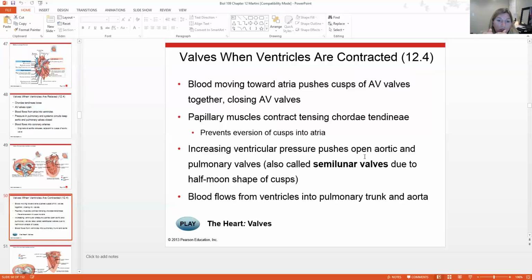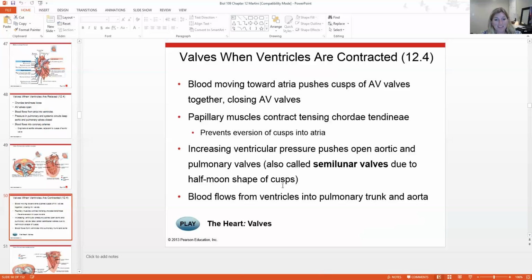They keep them closed. And there's an increasing ventricular pressure. It's kind of like it starts to squeeze, it starts to squeeze, it starts to squeeze. And then once that pressure reaches a certain limit, the contraction and the actual movement occurs. So there has to be a buildup of sustained contraction. The aortic and pulmonary valves, also called the semilunar valves, will respond to that increasing pressure. Blood will flow from the ventricles into the pulmonary trunk and the aorta.